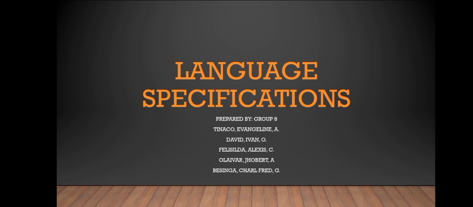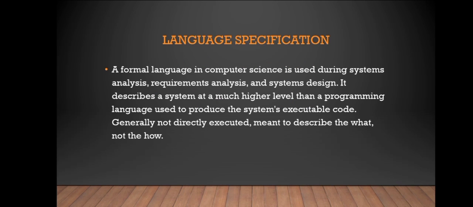So our topic for today is all about language specifications. So what is language specification? It is a formal language in computer science, used during system analysis, requirements analysis, and system design. It describes a system at a much higher level than the programming language used to produce the system's executable code. Generally, it is not directly executed, and is meant to describe the what and not the how.